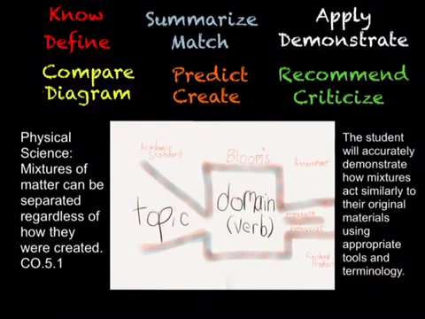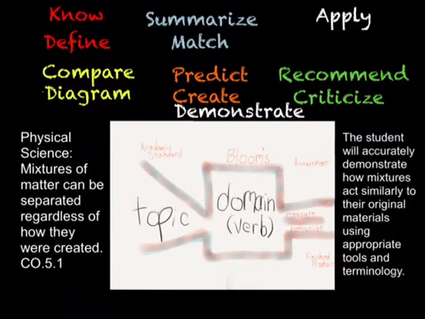So, for the physical science objective, for example, and using the Bloom's taxonomy verb demonstrate, we come with the objective: the student will accurately demonstrate how mixtures act similarly to their original materials using appropriate tools and terminology. Now, this objective uses a specific verb. Likewise, there is a measure and there's an expected behavior.